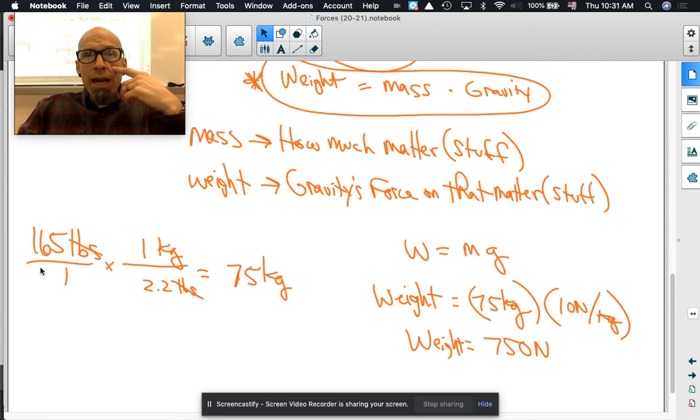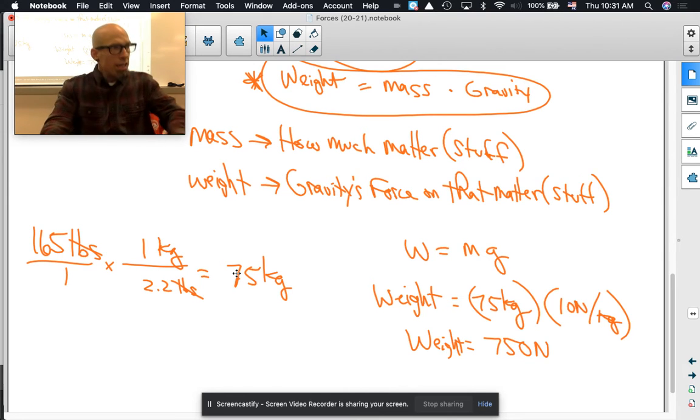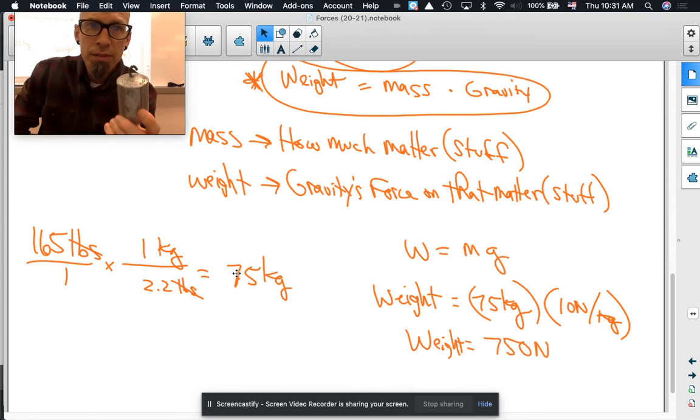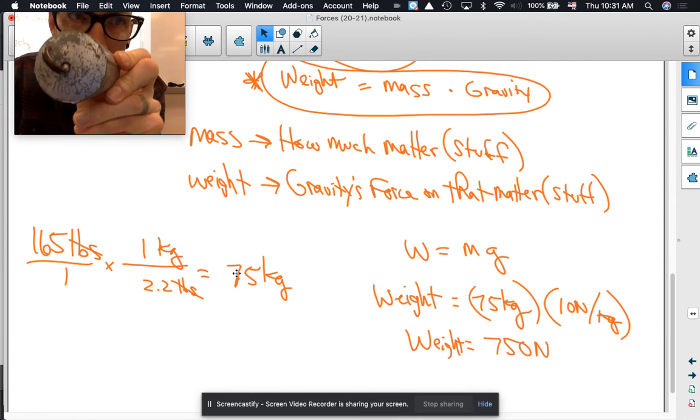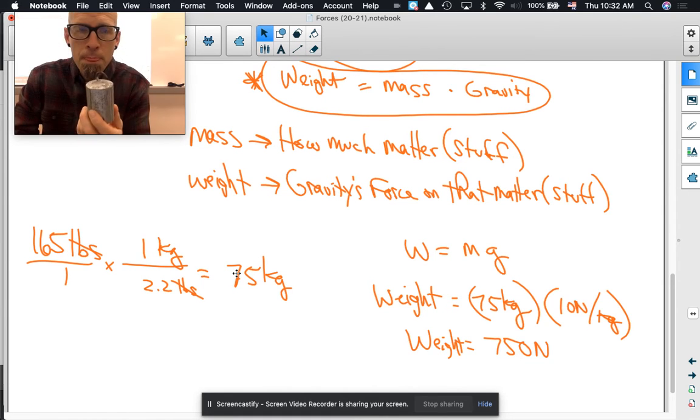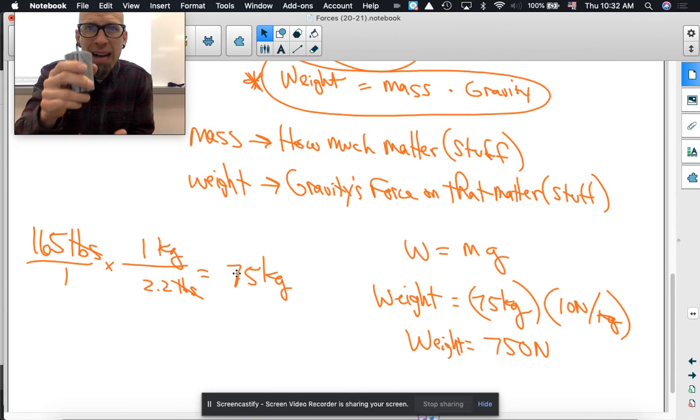So if I weigh 165 pounds, each kilogram here on the Earth weighs about 2.2 pounds, which puts me at about 75 kilos. I have a mass, I am made up of 75 kilograms. So if you were to compare me to one of these things, like this is a kilogram. This is 1,000 grams. I don't know if you can see that. It says 1,000 grams on there. I am 75 of these if we had them all stacked up.